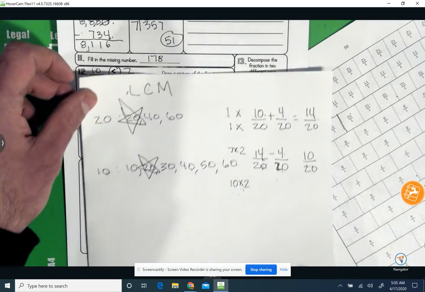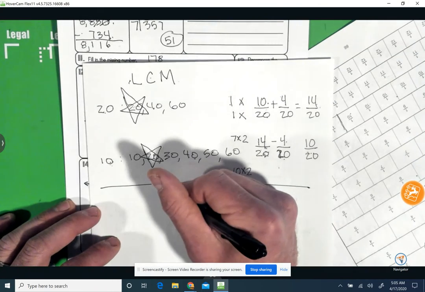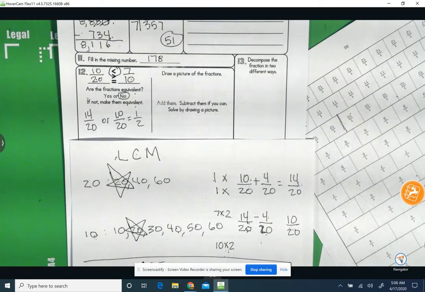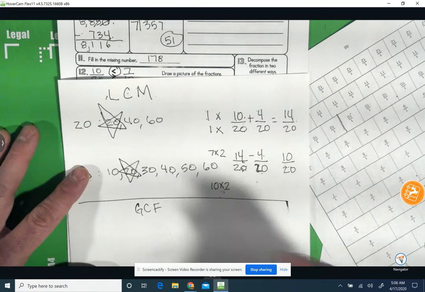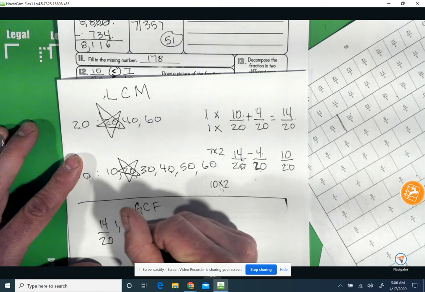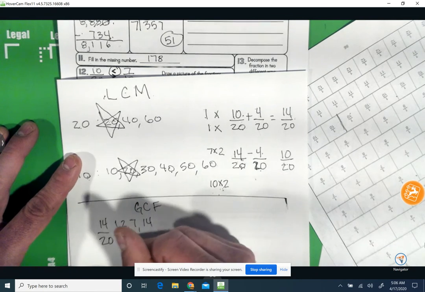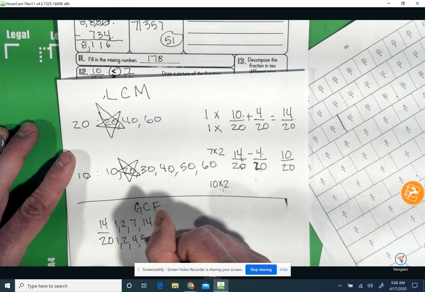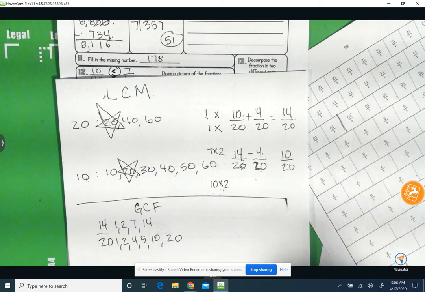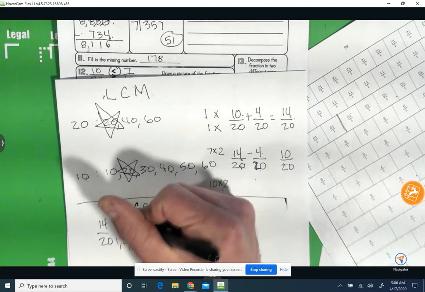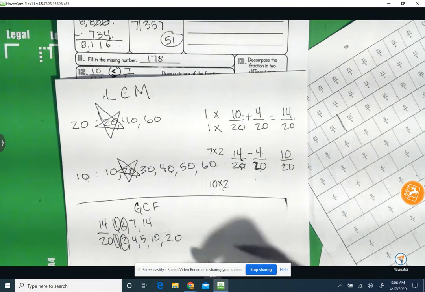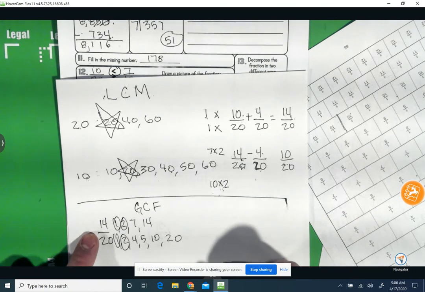The greatest common factor. So the GCF, or greatest common factor, is used to put fractions into simplest form. So 14/20ths, list the factors: 1, 2, 7, 14, and 1, 2, 4, 5, 10, and 20. Now you've listed your factors. What is the greatest common factor of these two? Well, I see a common factor of 1, and 2 is common, and those are our only common factors of 14 and 20.